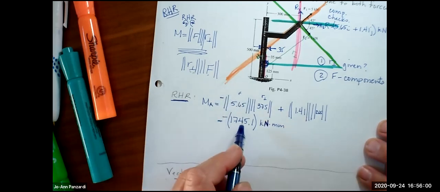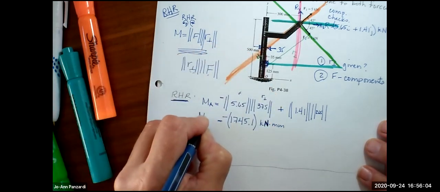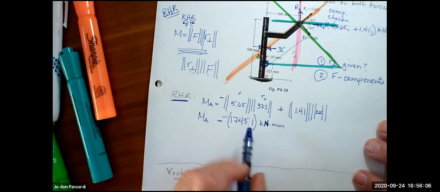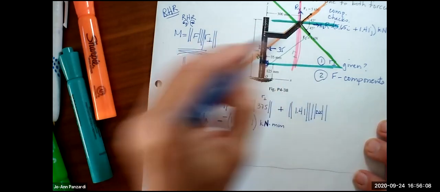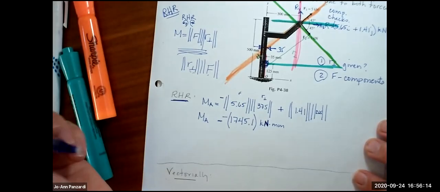The point A. It's point A, correct. It's the moment about point A. But where is the spin? Is it rotating about the X, Y, or Z axis? Oh, about the Z axis. How come? Because that's in the XY plane.